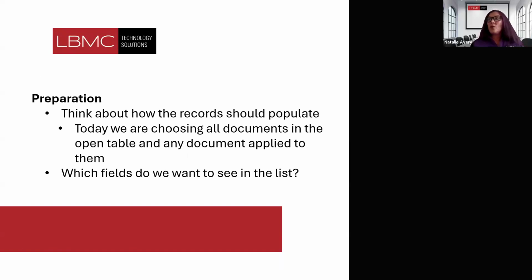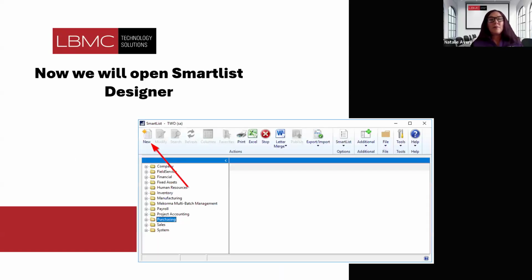So we also need to think about the fields that we want to see. Obviously we want to see vendor numbers, document dates, document numbers. On the payable side, we also get voucher numbers, so those are important as well. Original document amounts, current balances. Those are different than your original document amounts, so keep that in mind.